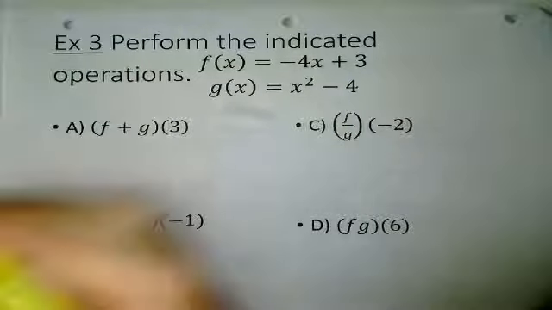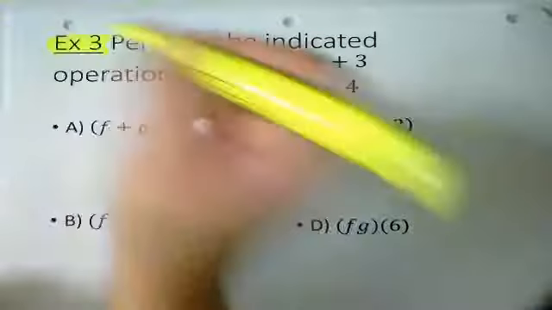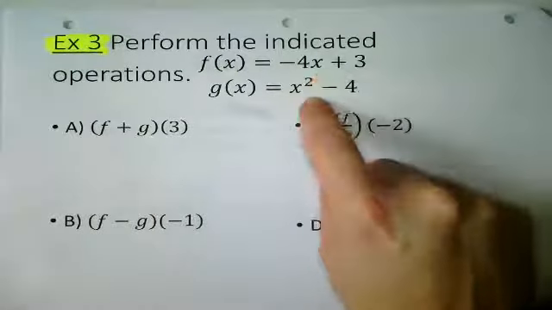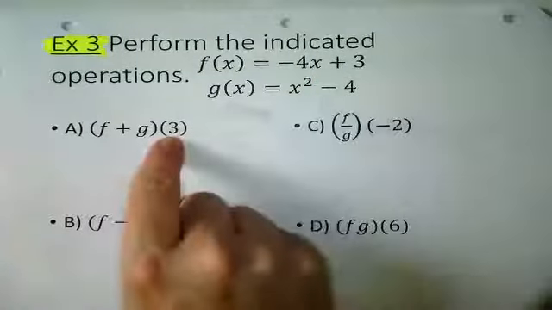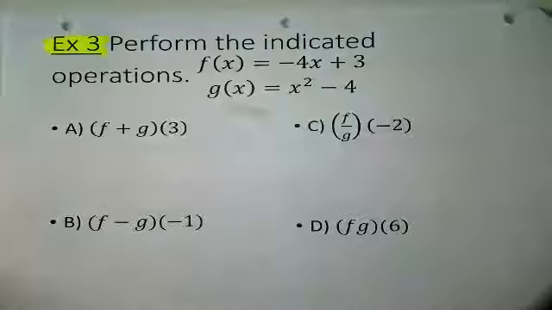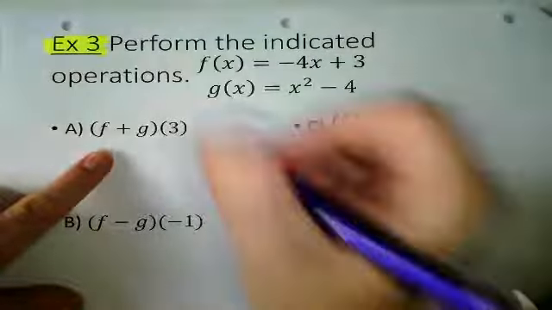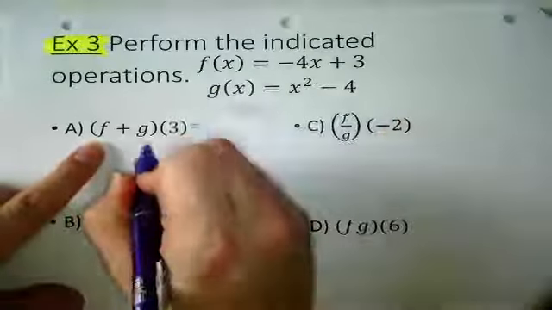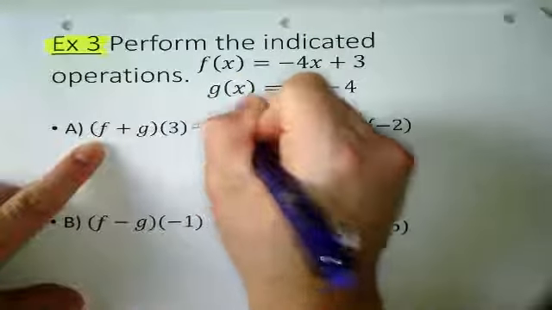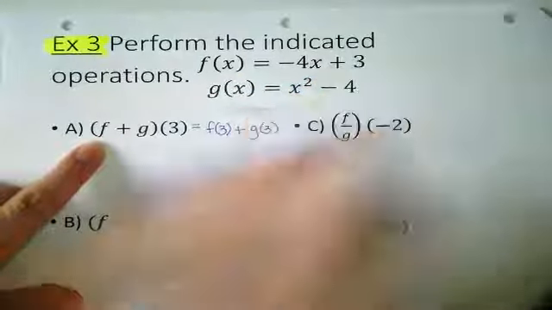Example 3, perform the indicated operation. So again, what's different about this? I've given you algebraic models here, but these are actually numeric. We don't want them in terms of x anymore. We actually want them with values plugged in. So I'm going to show you how that works a little bit. So first of all, f plus g, this is really meaning f of 3 plus g of 3.